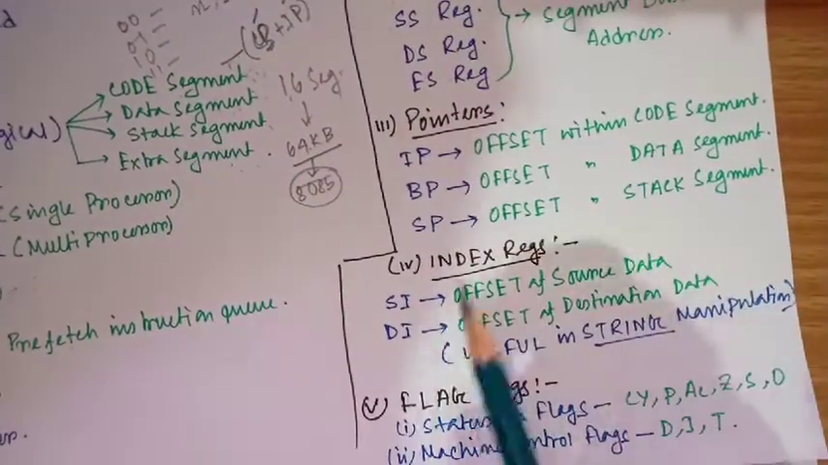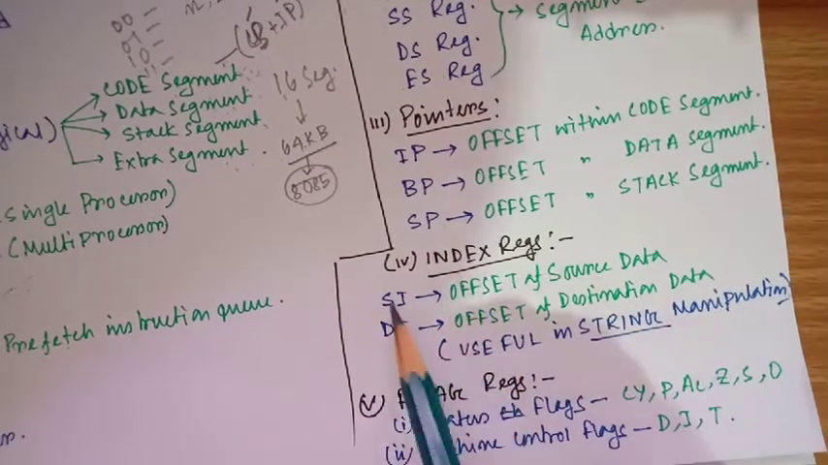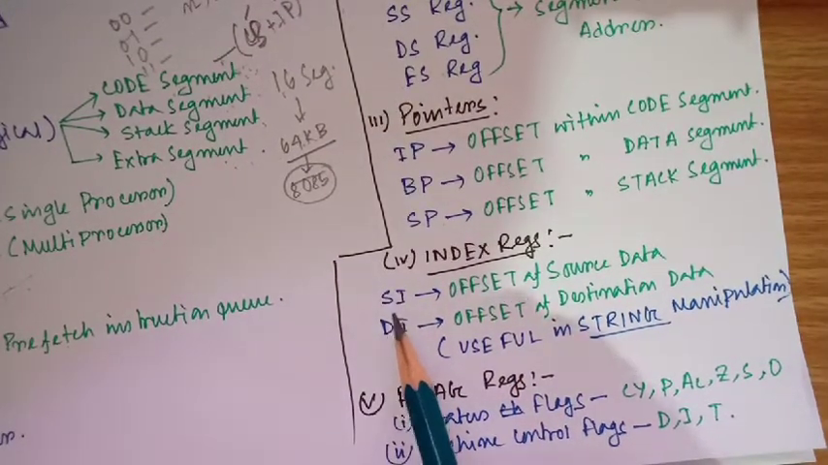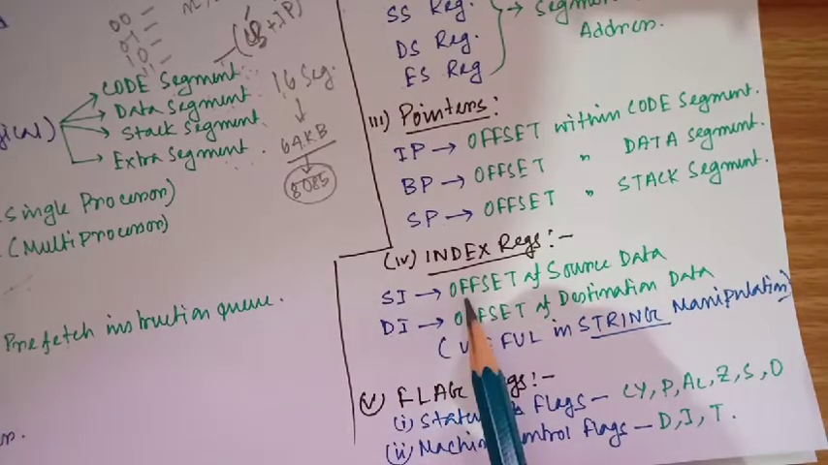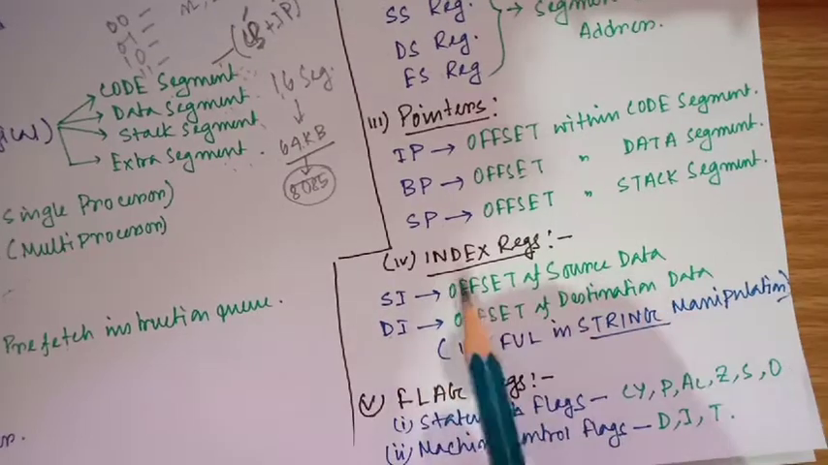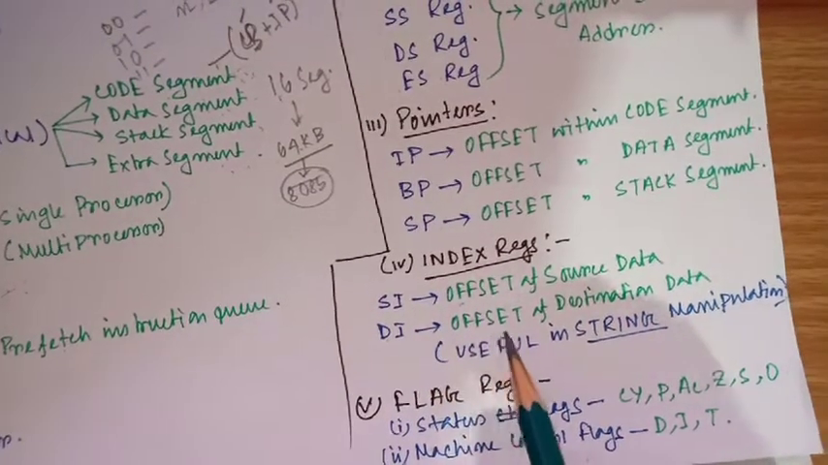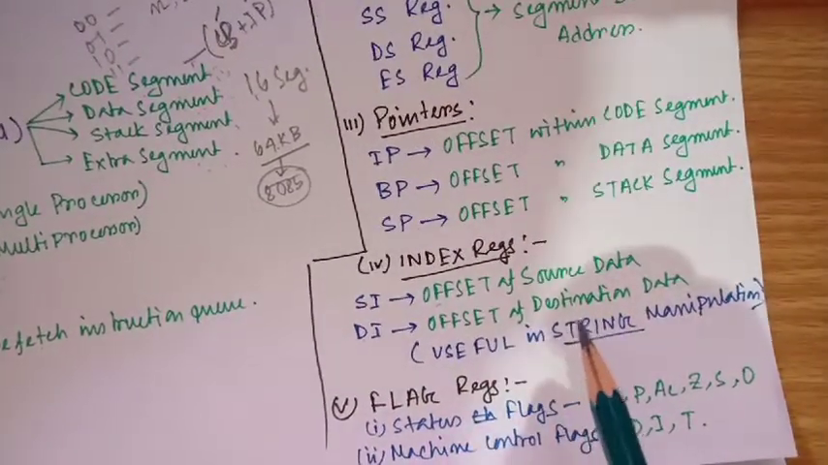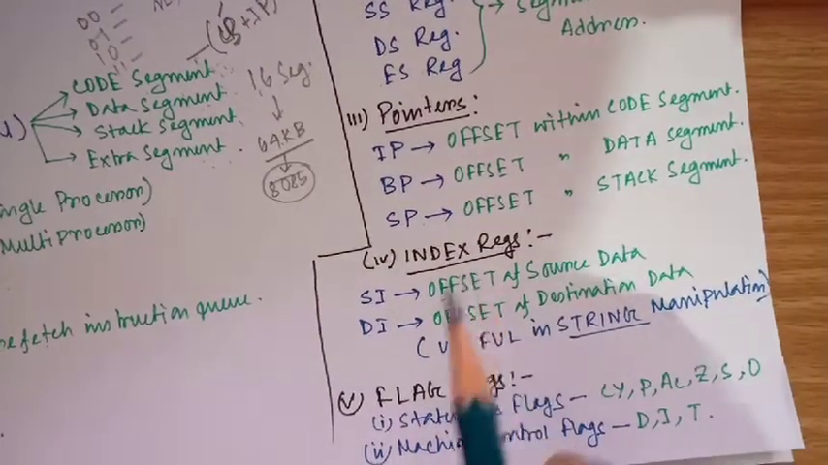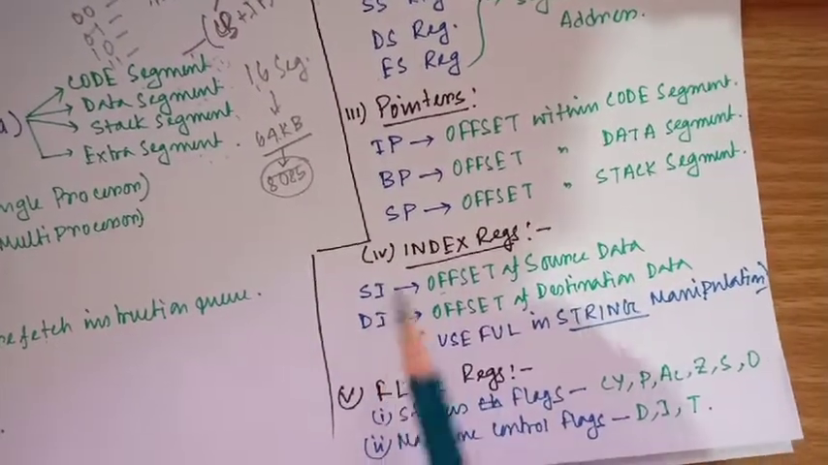Similarly, we have 2 registers called index registers, SI and DI. Their names are source index and destination index. They define the offset of the source data and the offset of the destination data. These 2 registers are mainly used in case of string manipulation. What is string manipulation? We will explain that one. So that is normally not used in every case. In certain addressing modes, SI and DI are used.